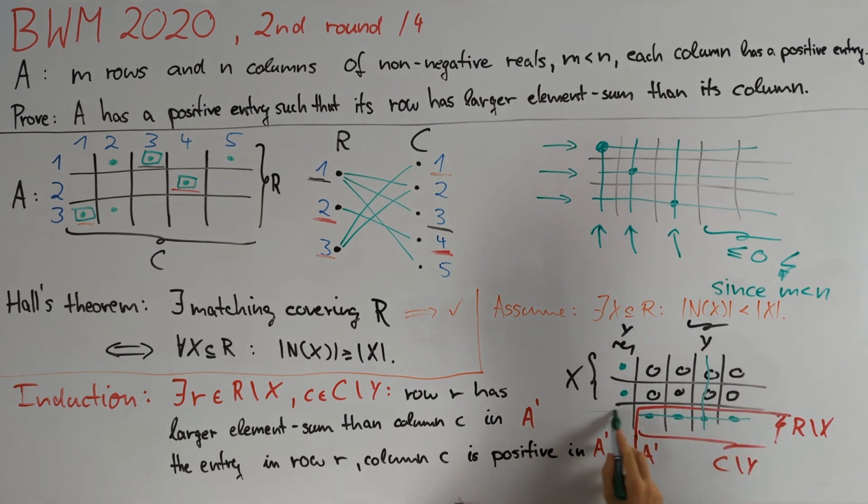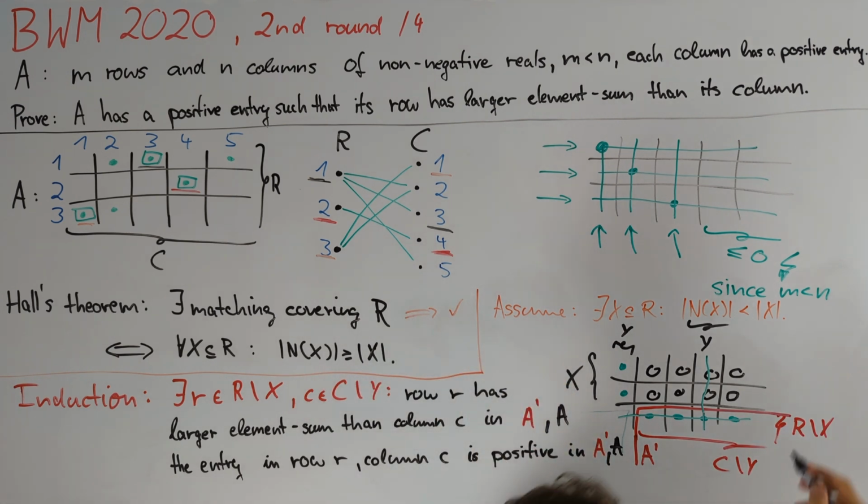We know that those elements here are non-negative at least, and therefore by now looking at A, the row sum may only increase. And therefore this condition here tells us that the same thing must also be true for A itself. The second condition, that the entry in row R column C is positive in A, certainly follows from that condition in A prime, since it is just a subtable. Therefore, our inductive step is finished, so the statement holds in both cases, and we are done.